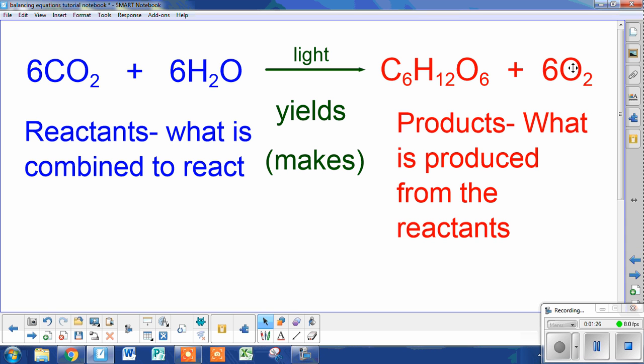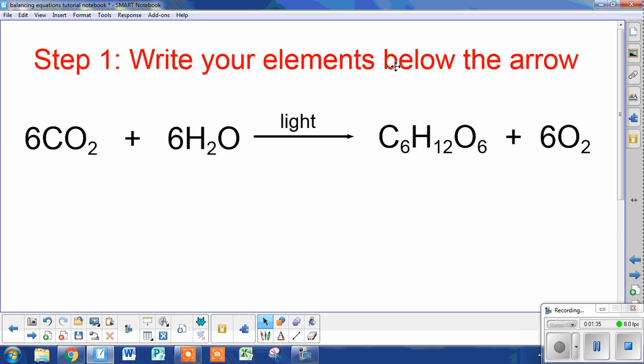So we're going to see: is this equation balanced or unbalanced? I've broken it down into some simple steps for you to remember. Step number 1, write your elements below the arrow. We're not just going to write any random elements below the arrow. We're going to write the elements from our chemical equation. So I'm going to look for all the capital letters, because capital letters are the letters that are found on my periodic table of elements.